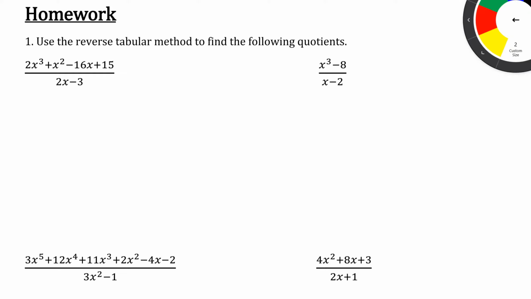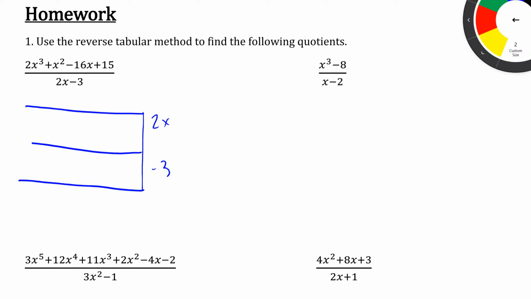So let's take a look here at the first problem. A basic, straightforward division problem, no missing terms or anything like that we have to deal with. So let's take a look. First thing I'm going to do here is put my 2x and my minus 3 on the one side so I can start to make my tabs. And I know that the first term is going to become 2x cubed.